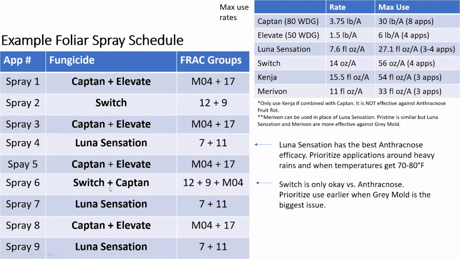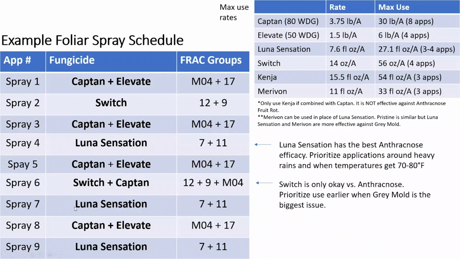So we have an excellent on Switch, and then a good on Cap 10. So good against both anthracnose and botrytis, excellent on botrytis, and good on anthracnose. So those two combined is a pretty good shot for anthracnose, especially not too late in the year. Then we have Luna Sensation.